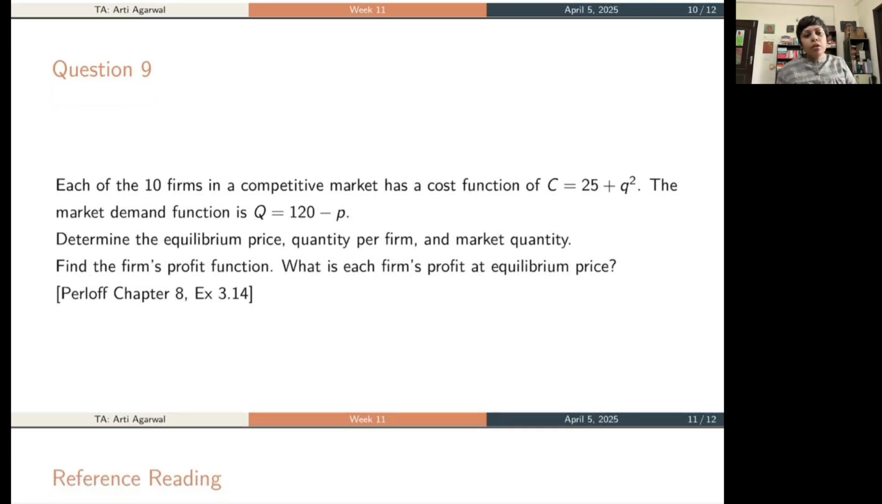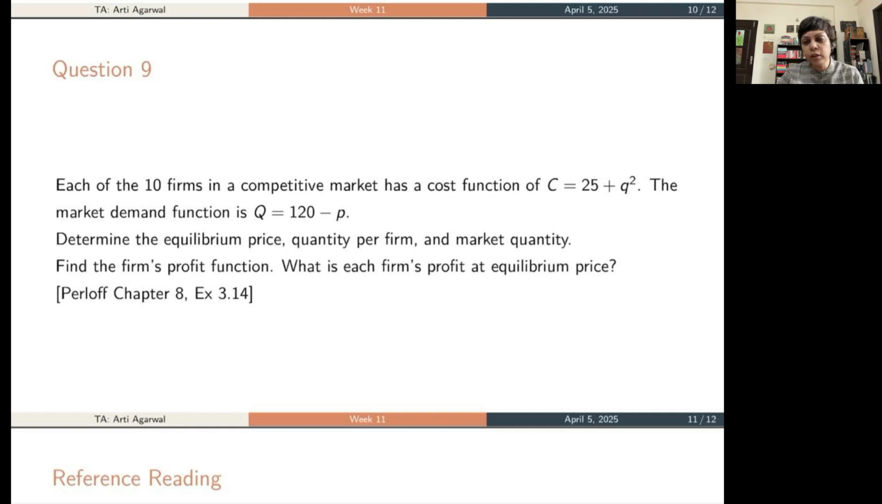There are 10 firms in a certain market, and each of the 10 firms in a competitive market has a cost function of C equal to 25 plus Q squared. The market demand function is given as Q equal to 120 minus P. So you're given the cost function of each firm. Each firm has the same cost function, and the market demand function is Q equal to 120 minus P.